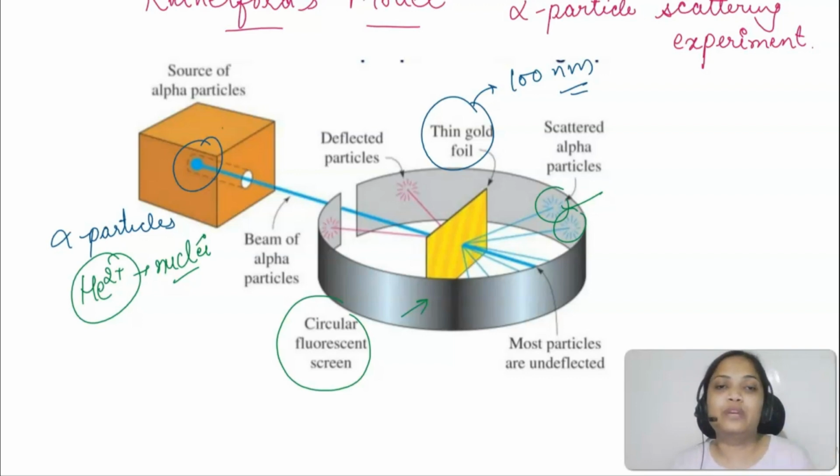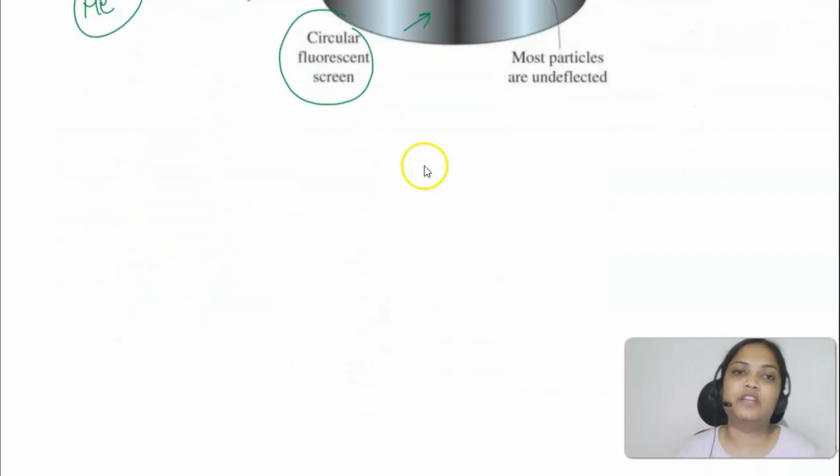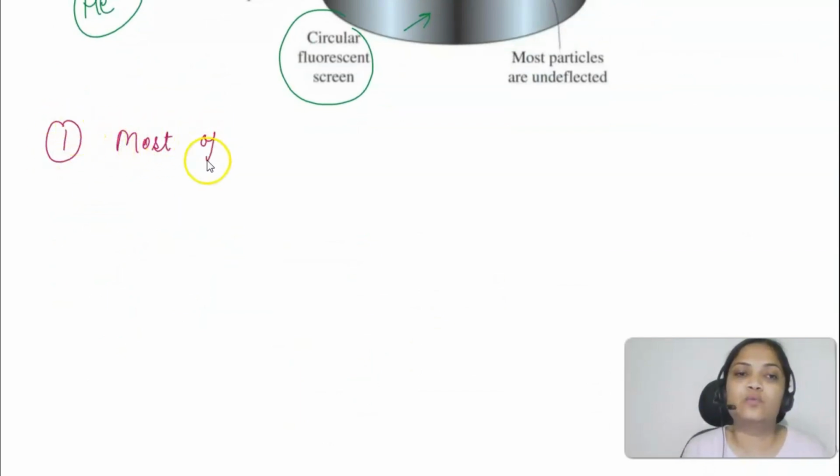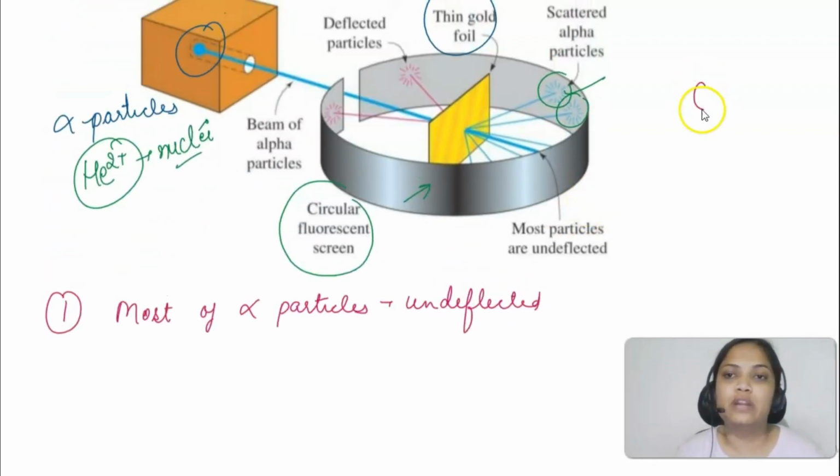Now, what were the observations of this experiment that we are going to see. So students, basically the first observation was that most of the alpha particles went undeflected. Undeflected means, if you are having, let's say, these gold atoms, let me draw it like this.